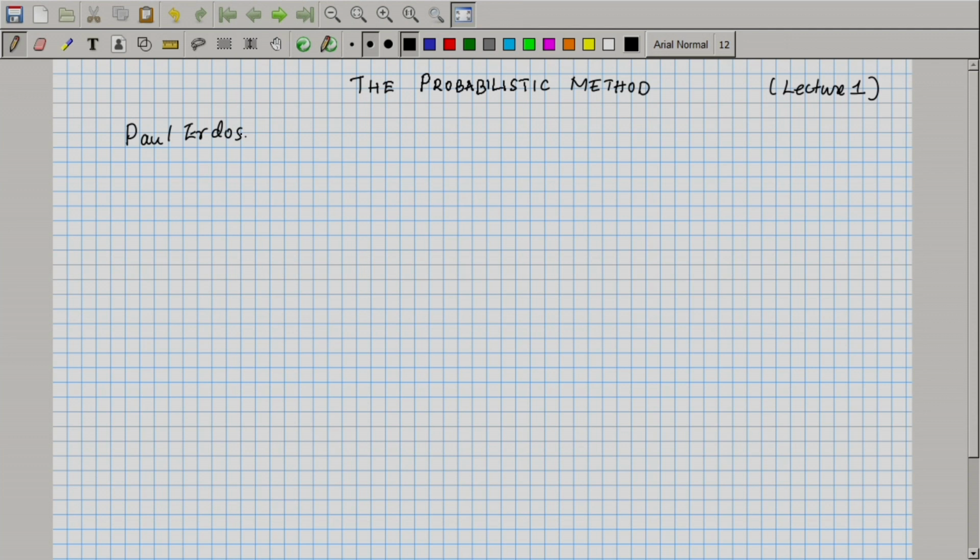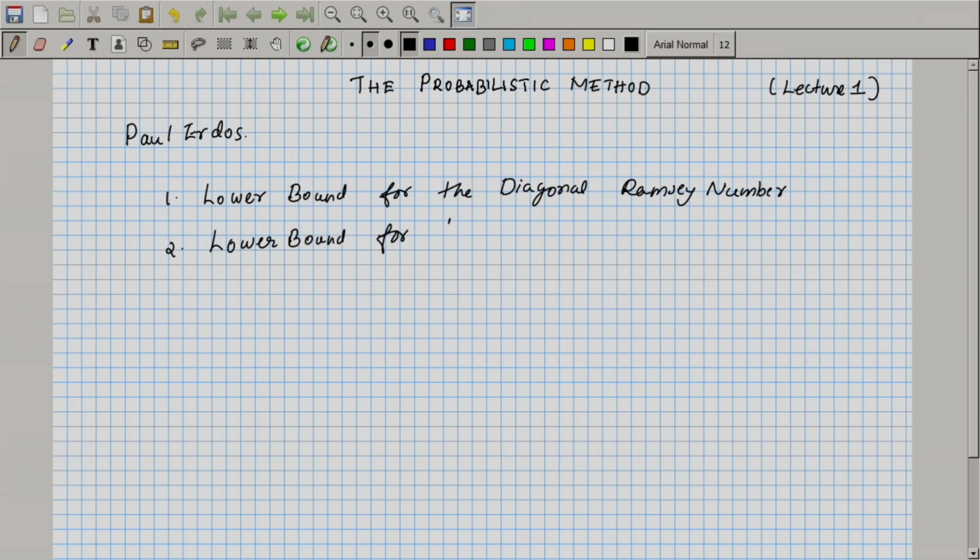We shall begin by discussing two problems. One is the lower bound for the diagonal Ramsey number, and the second problem that we will address today is the lower bound for the size of the maximum cut in a graph.